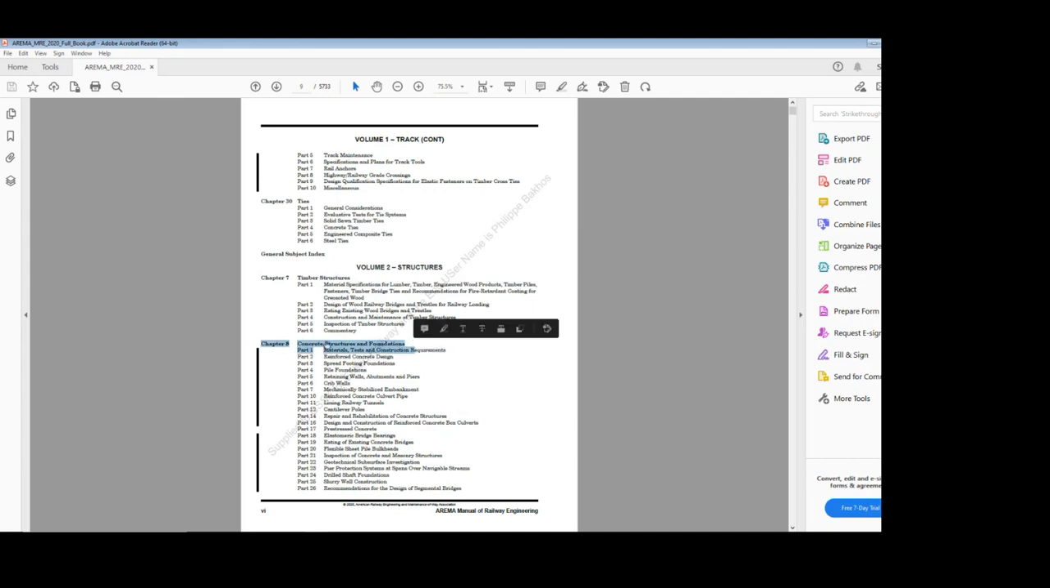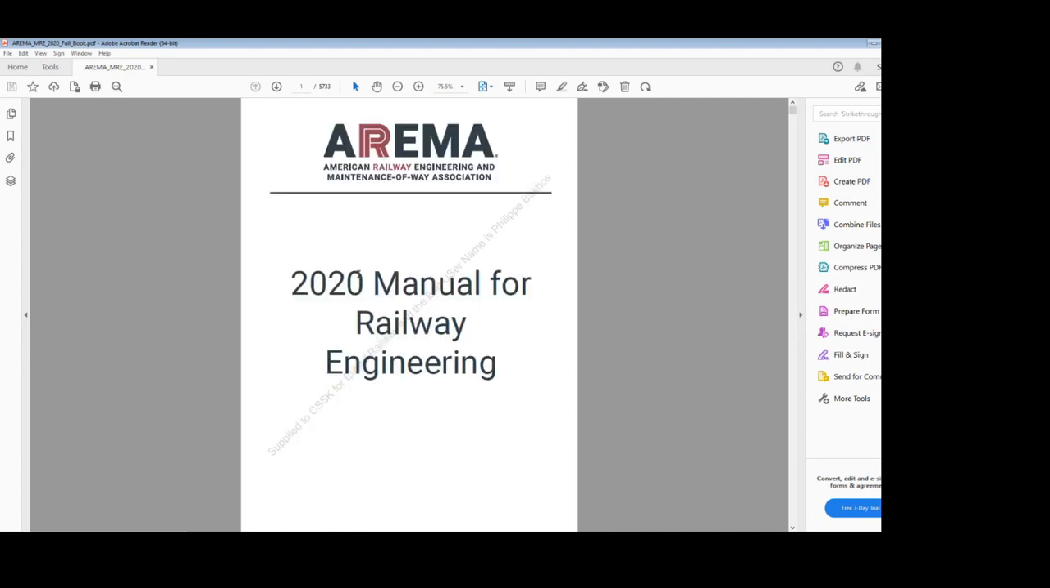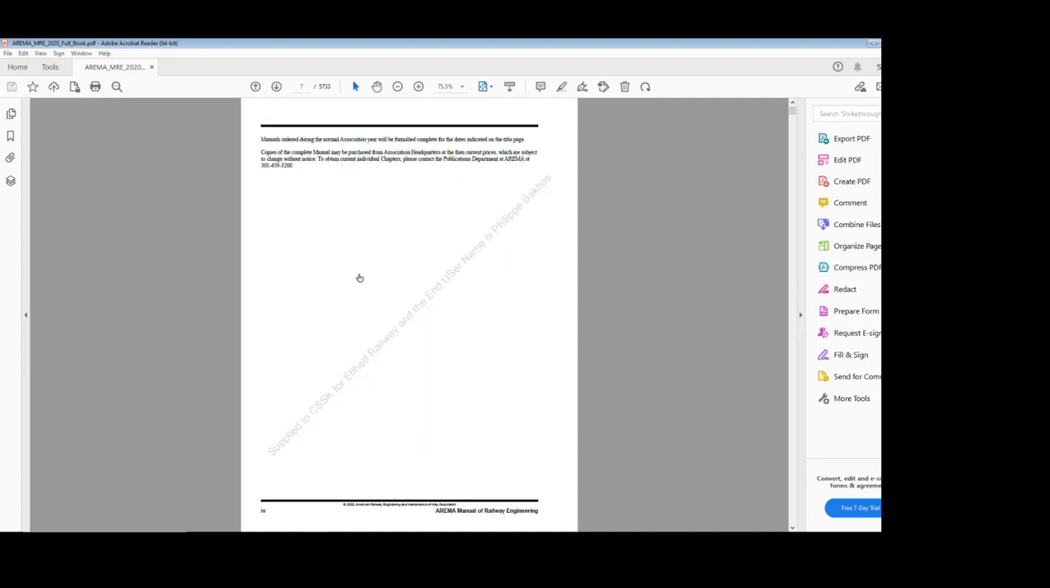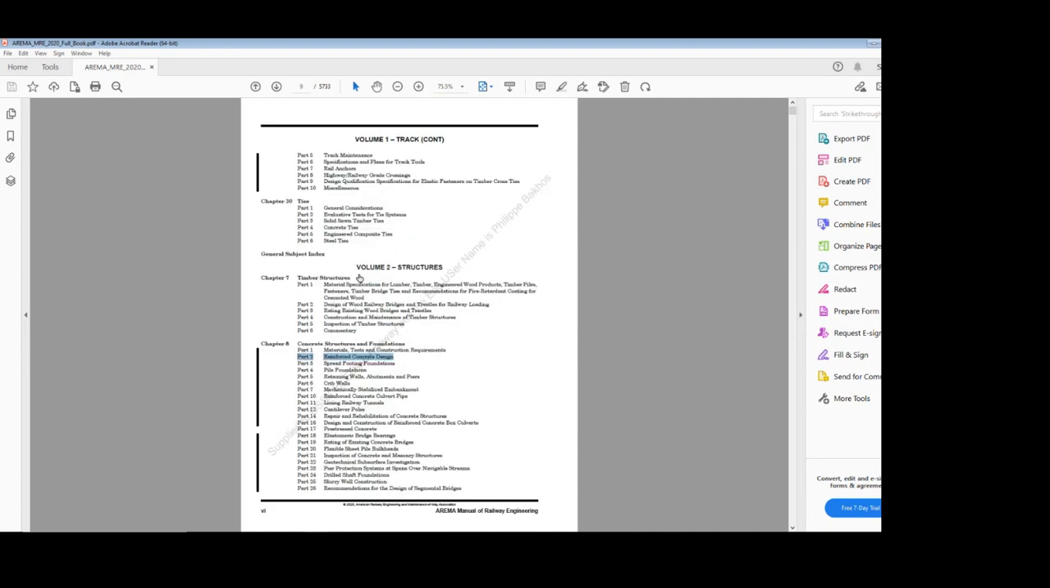In the chapter there are many parts, or sections. Part one is for material test and construction requirements. Part two is for railway concrete, reinforced concrete design. This is much more important for us, this part two. Please note this, it will help you. Part two to start with.